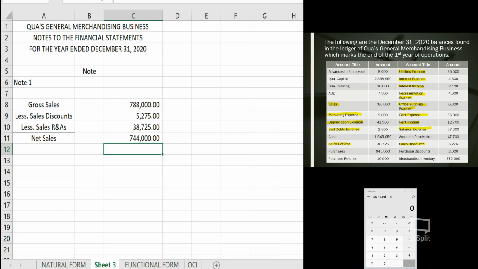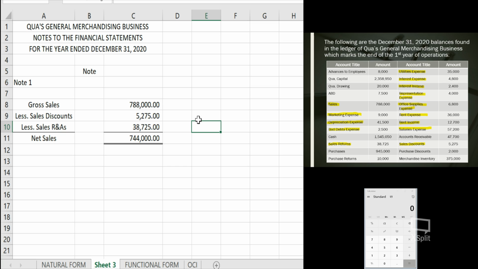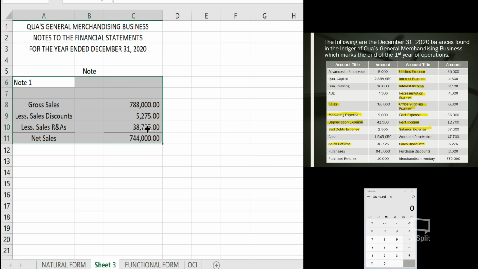Okay. So, we're going to arrive at 744,000 dito for our net sales. By the way, guys, it's very important na magdo-double rule tayo lagi, ah. Okay, when do we double rule? Look, nandito tayo ngayon sa note number 1. Ano bang hinahanap natin? Pinaka-hinahanap natin sa note number 1, the answer is net sales. So, if we find the amount of the bottom line item, we have to double rule.